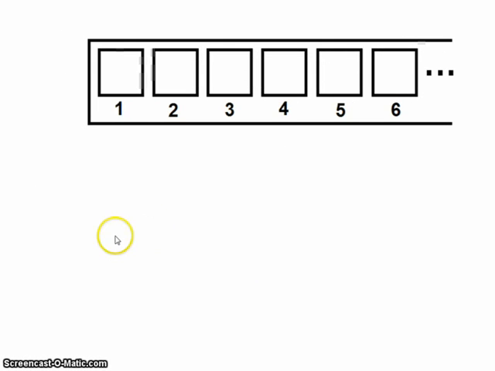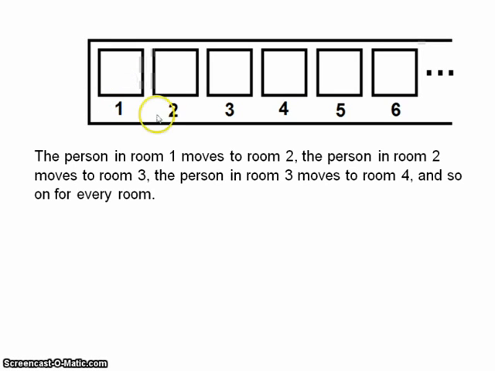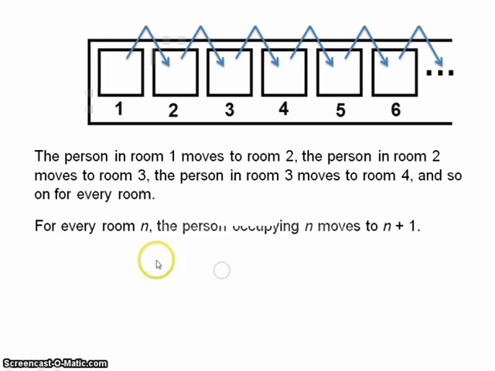What we do is we simply take the person in room 1 and move them to room 2. We take the person in room 2 and move them to room 3. The person in room 3 moves to room 4, and so on, all the way down the line, and that should open up room 1. So more formally, for every room n, the person occupying n moves to n plus 1, where n just represents any arbitrary number. So for any room number, take that room number and add 1 to it, and move the person to that room.